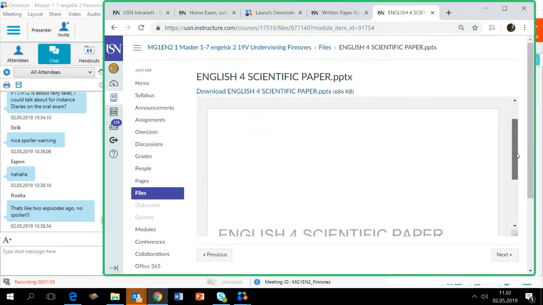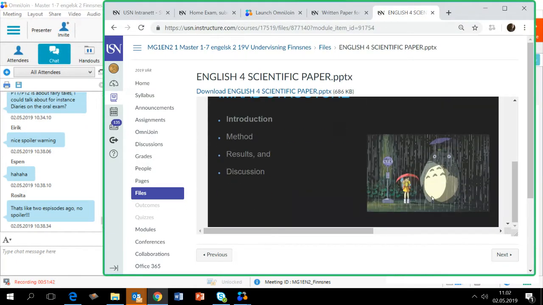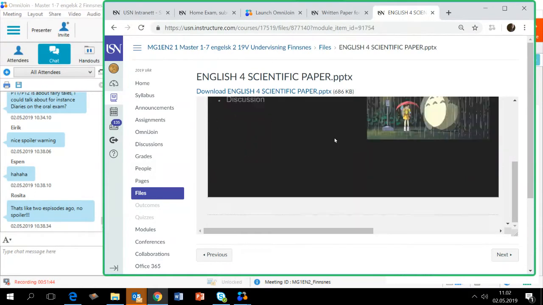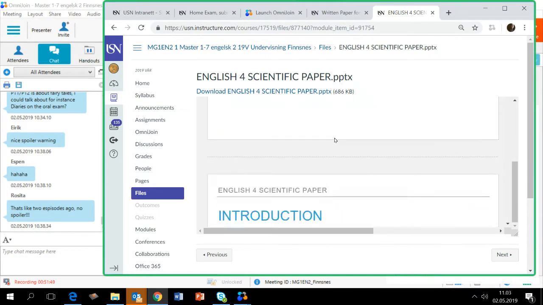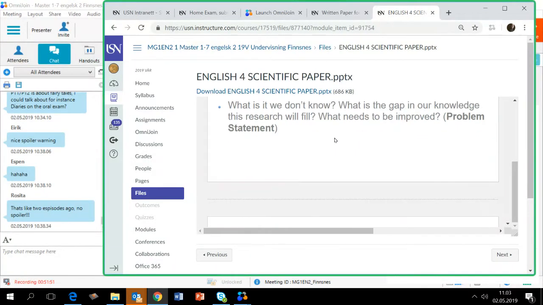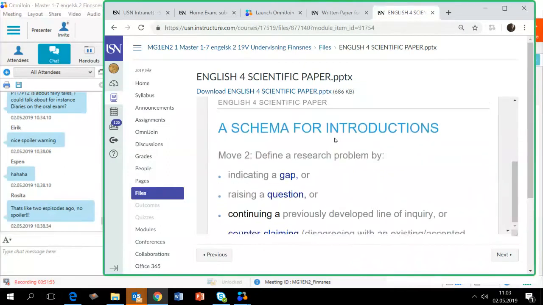So if you're thinking, have a look at that, and some of them have even got great pictures from Studio Ghibli films. What else could you want? But it does, if you need it as well, take you through what you do in the introduction. So you don't have to do all of this, but it can help you with sample sentences.